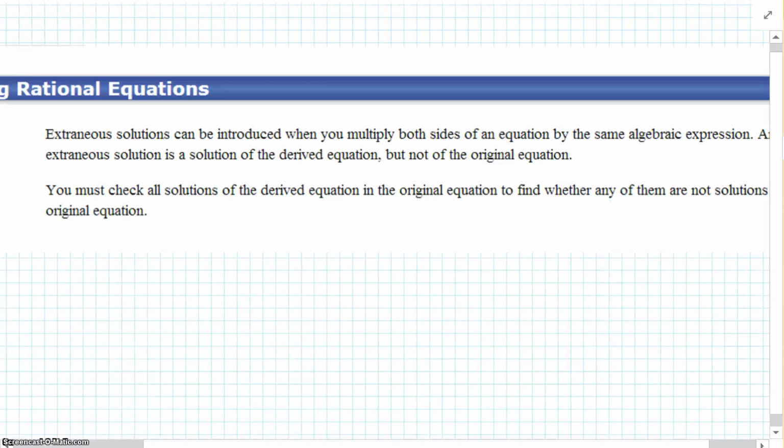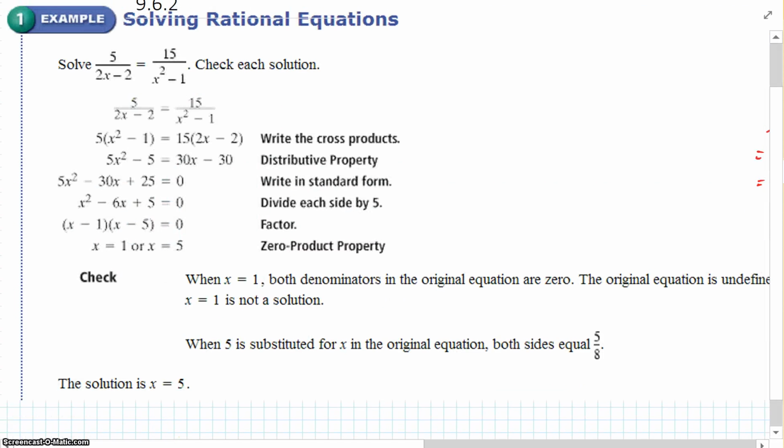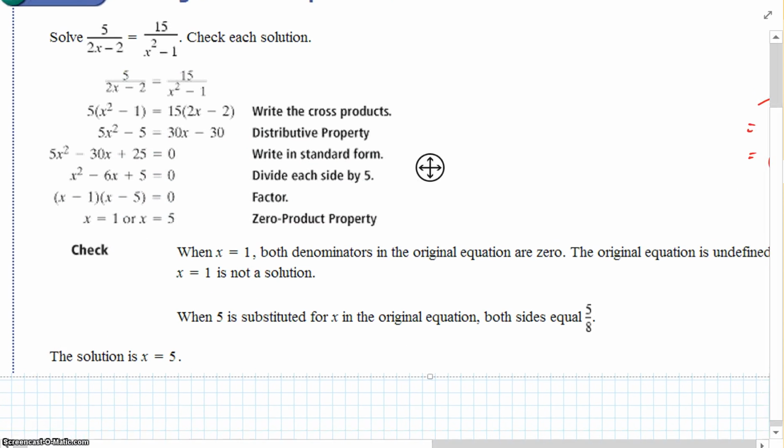All right, extraneous solutions can be introduced when you multiply both sides of an equation by the same algebraic expression. An extraneous solution is the solution of the derived equation, but not the original. Remember, you must check all solutions of derived equations in the original equation to find out whether they work or not. All right, so solving rational equations.